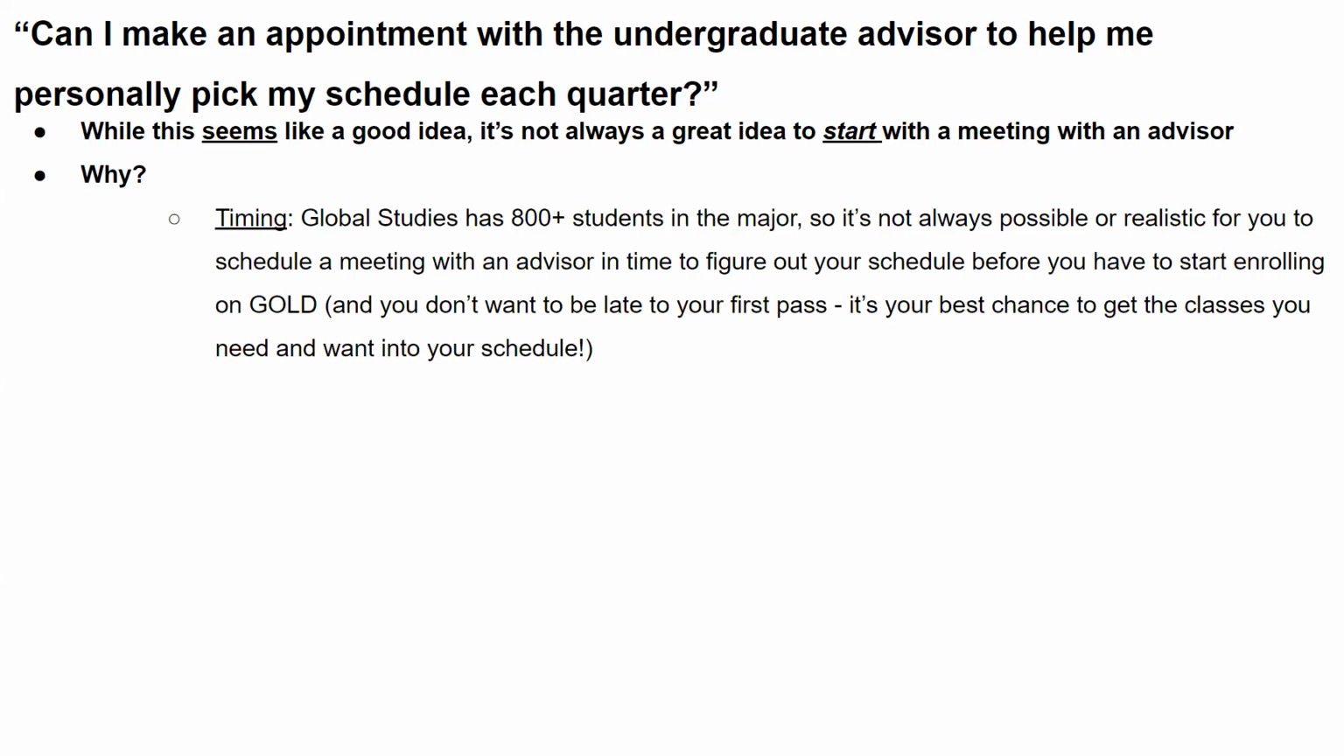We want to think about the timing, right? Global Studies is a major with about 800 students. It's not always possible or realistic for us to meet with every single person who might need some assistance getting their schedule sorted. The reason is we don't have enough hours in every week. And by the time most students are starting to think about planning their schedule, we already are booked up with meetings. We tend to get really busy in the middle of the quarter when you're enrolling for next quarter's classes.